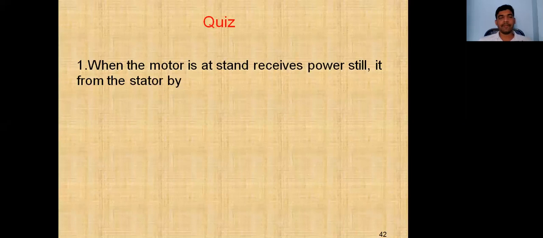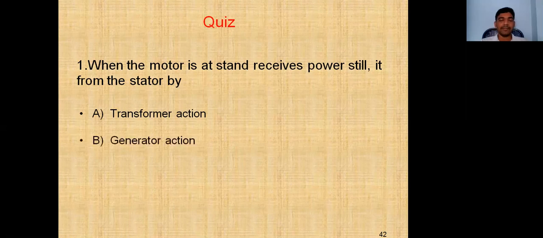Coming to the quiz. When the motor is at standstill and receives power, it still forms the stator by: option A, transformer action; option B, generator action; option C, both; option D, none of these.